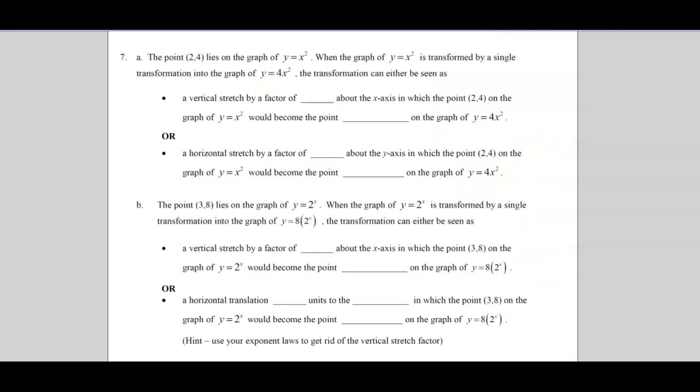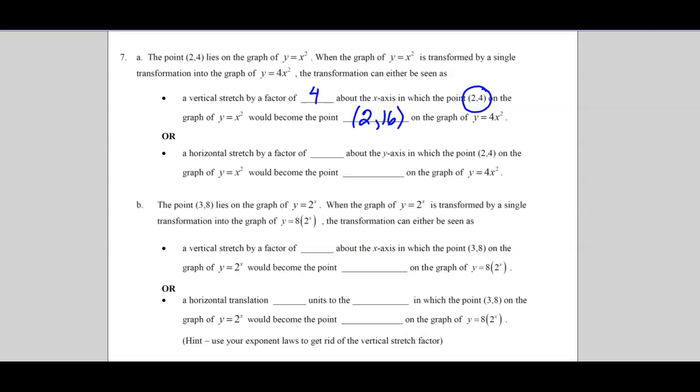Alright, so 7a is something that we talked about with quadratics back last year. Example 2: (2, 4) lies on y equals x squared. If it's transformed to the graph of y equals 4x squared, then we can talk about it as a vertical stretch by a factor of 4. So if we did that, the image of (2, 4) would become (2, 16), taking that original y value and multiplying it by 4.